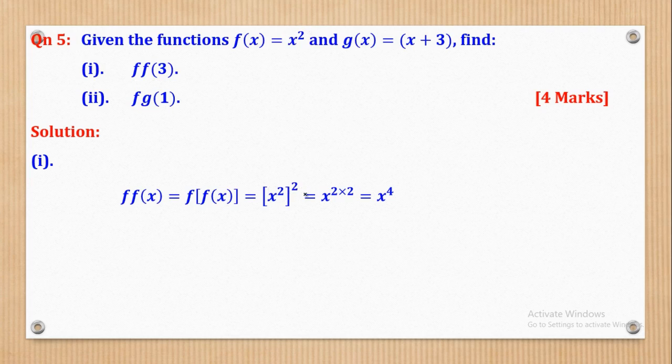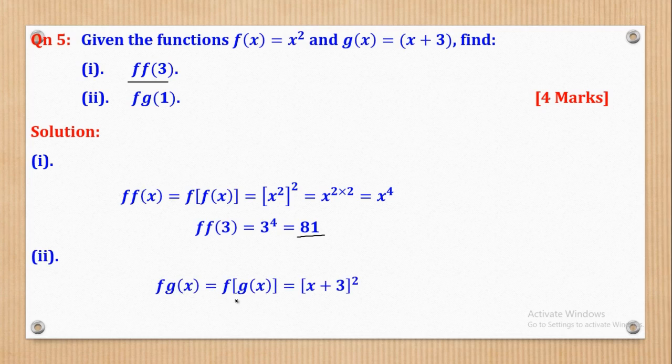Now when I simplify, this and this are the same as a product, so 2 times 2 is 4. So in the end I come up with x to the power 4. But they wanted ff(3), so I substitute where there is x, I'll put there 3 to come up with 81. So that is Roman 1. Now we shall go to Roman 2. Roman 2, they want fg(1).